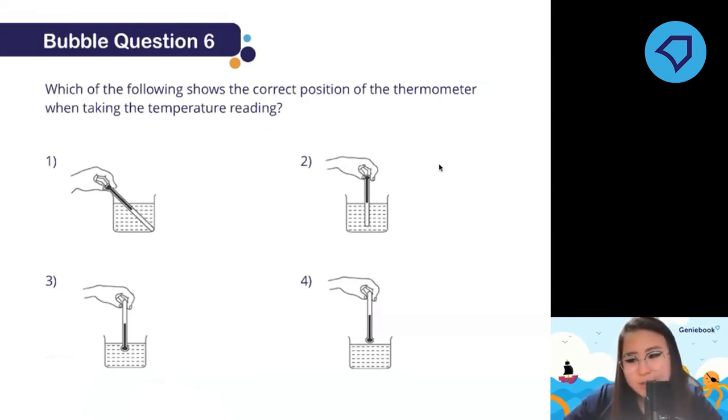So how should you do a temperature reading? Obviously, we know that it should be held upright. So 1 and 4 is out. One and four is not out. One is out, okay? Between 2, 3, and 4, which is the correct option?